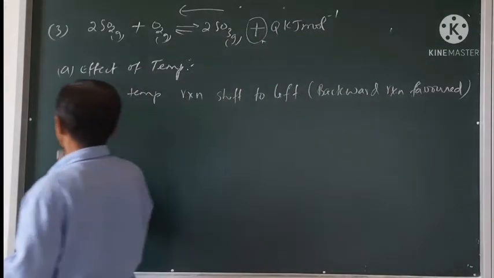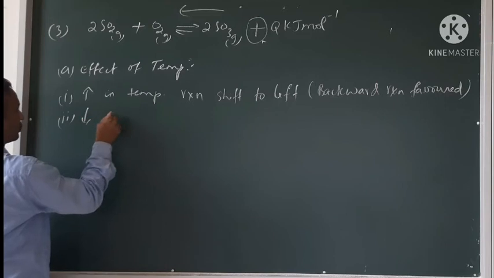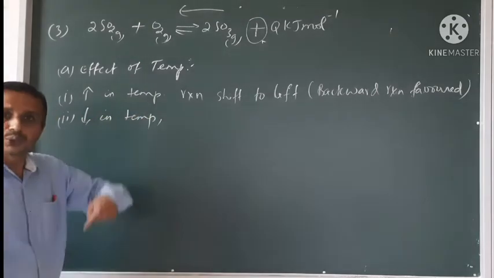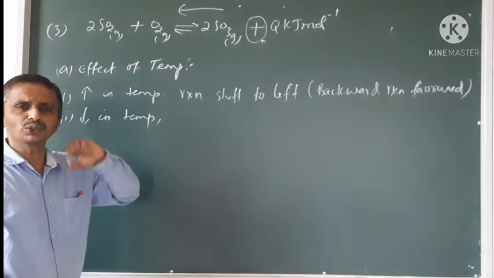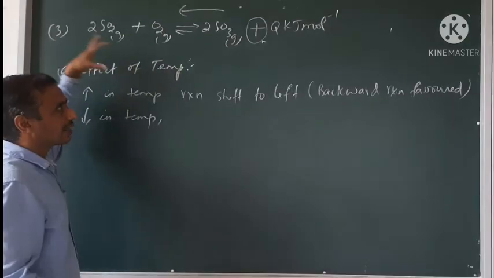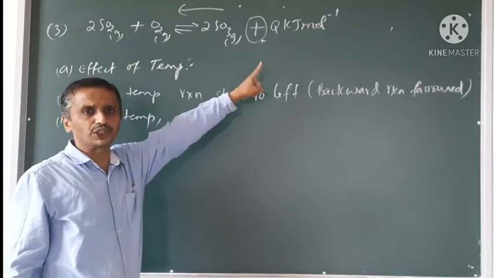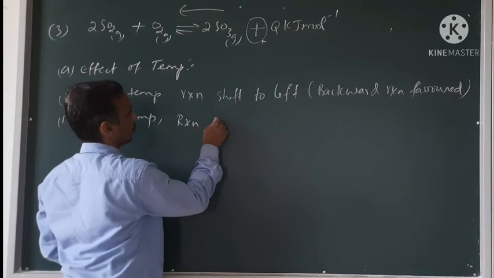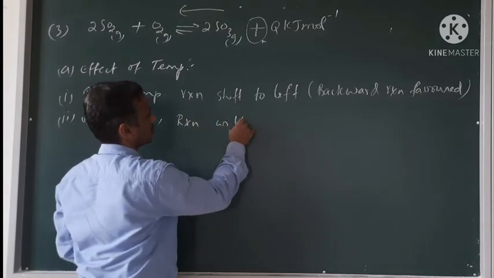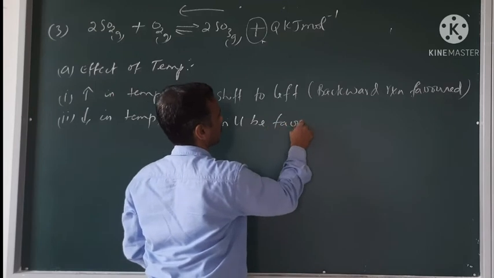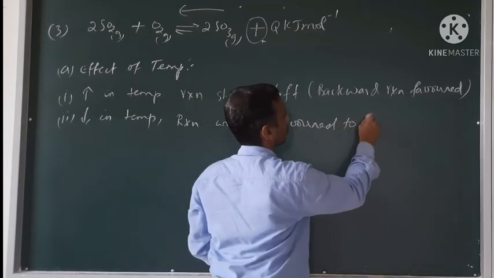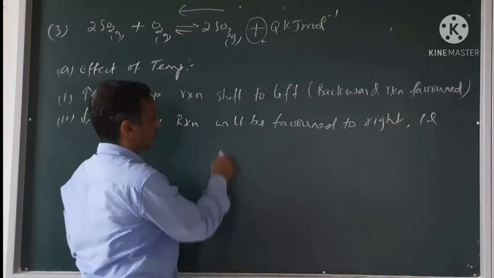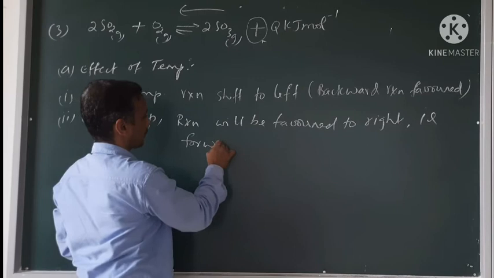Now we go for decrease of temperature. What happened there? To increase the temperature, the reaction should give heat, and the reaction gives heat in the exothermic process, which is the forward reaction. The reaction will be favored to the right, that is, the forward reaction is favored.